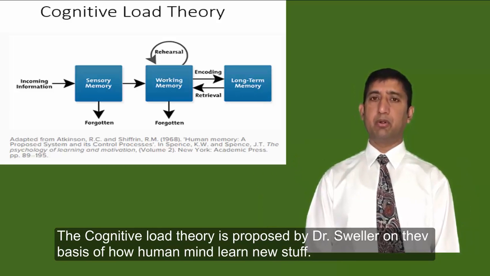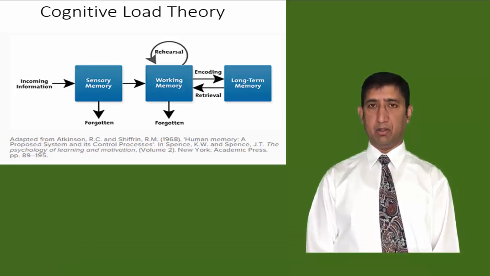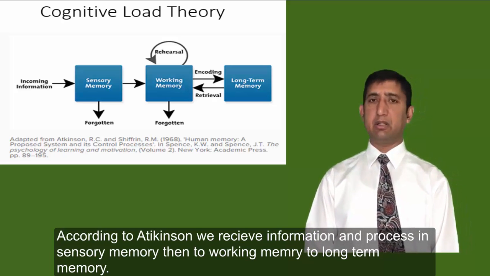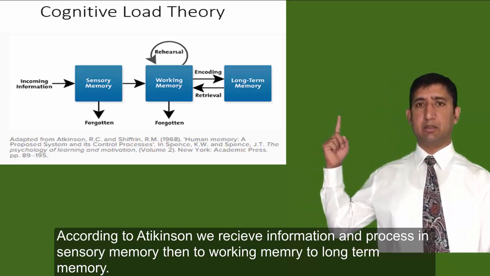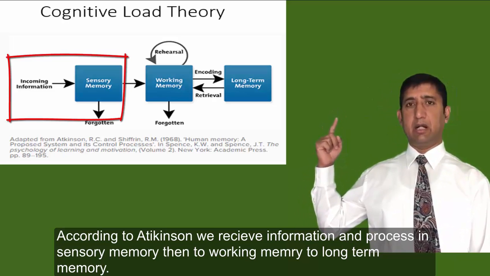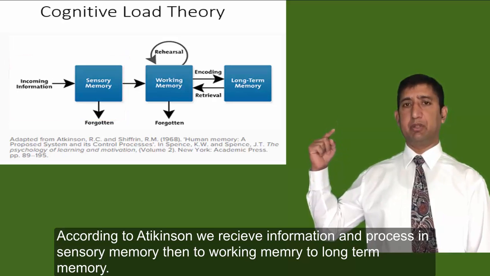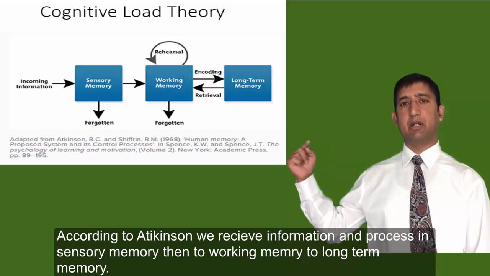The cognitive load theory was proposed by Dr. Sweller on the basis of how the human mind learns new things. He adopted this theory on the basis of Atkinson's research that we receive information from our sensory system, and that is our sensory memory, which has unlimited capacity, but it can hold information for a very brief time. It filters out the necessary information we need to process into the next step, that is our working memory.